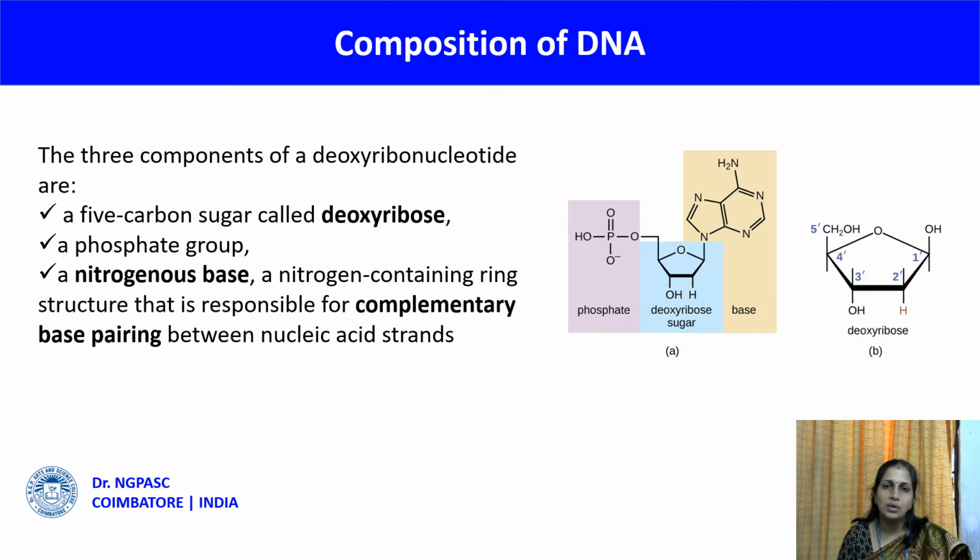Let us see what a DNA is composed of. Composition of DNA. There are three components of the DNA, that is a 5-carbon sugar called deoxyribose sugar, a phosphate group and a nitrogenous base. This nitrogenous base is a nitrogen containing ring structure which is responsible for complementary base pairing between nucleic acid strands.